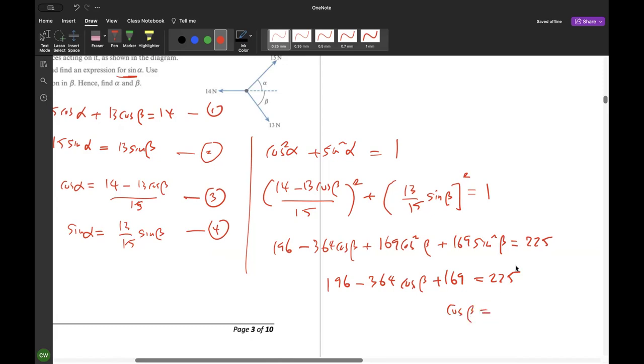What is cos β? 225 minus 196 minus 169, divided by negative 364. You get 5 over 13. Take arc cos of this value. You'll get this number. Correct.